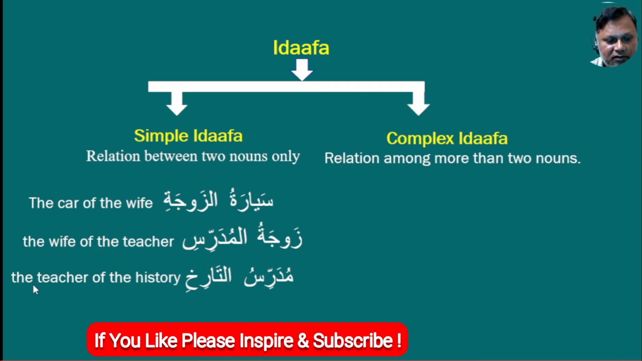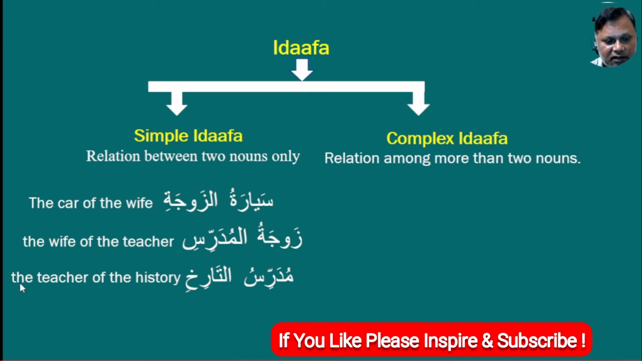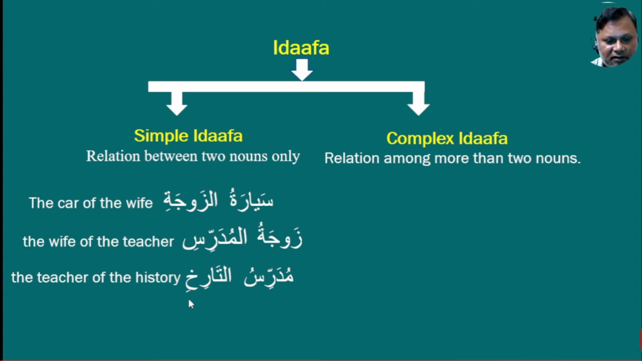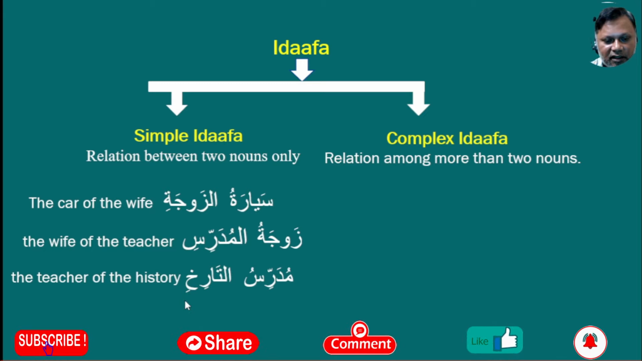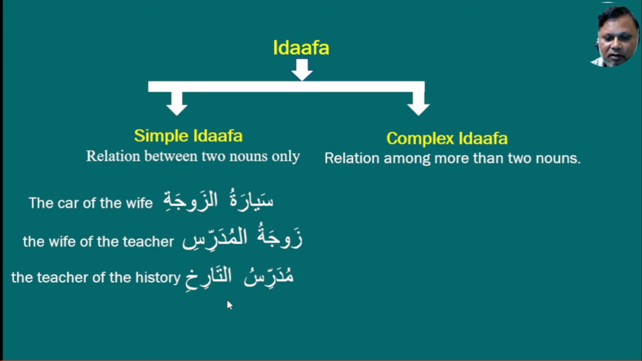And if we want to say the teacher of the history. The teacher, but we cannot put "al", only Mudarrisu. We have to put Mudarrisu only. And the history is al-Tariki, because the second term always takes kasra, and the "al" will be there because this can be with "al" or without "al". Mudarrisu al-Tariki, teacher of the history. These three are simple idaafa, the relation between two nouns.